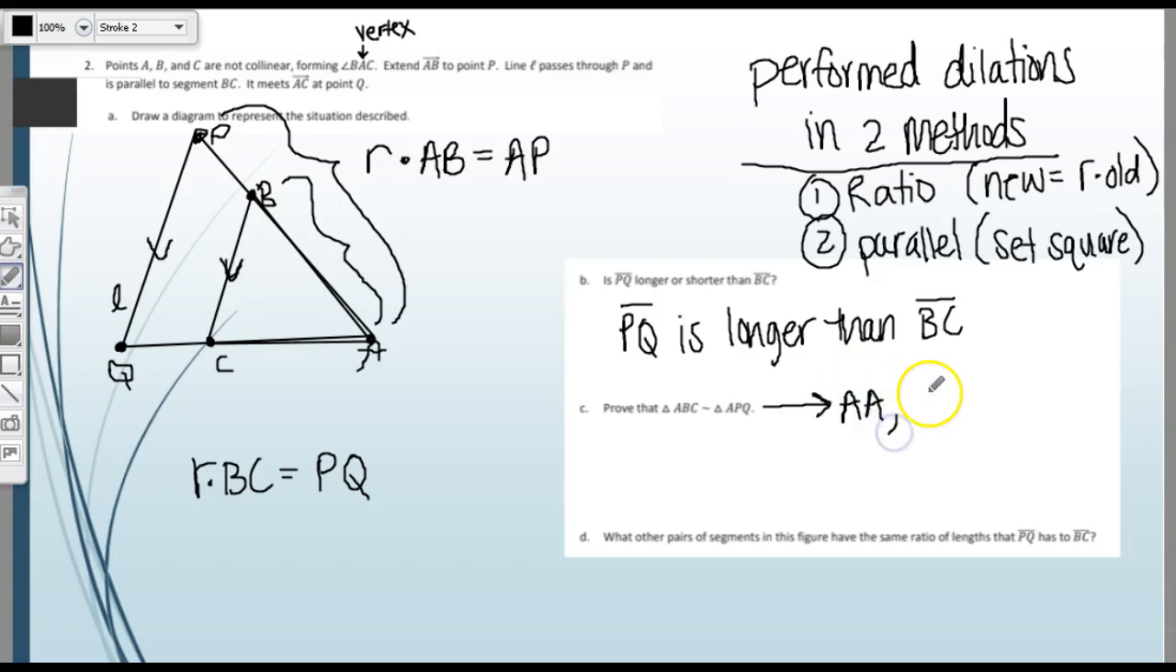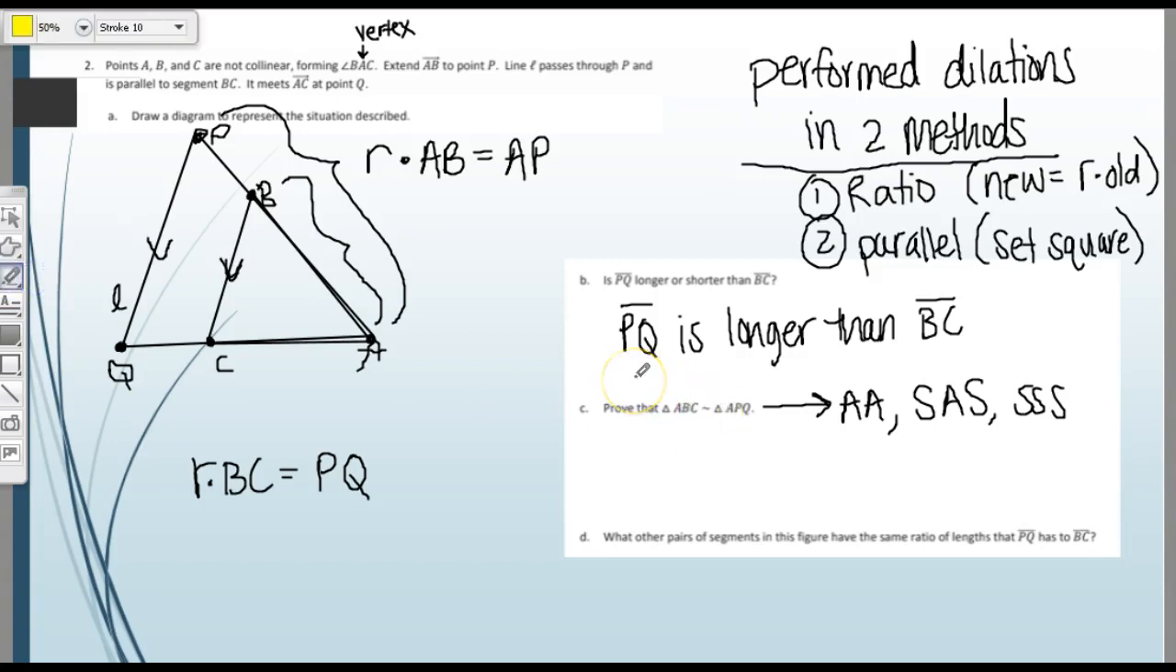You can show 2 angles are congruent, or you can show 1 angle is congruent with 2 proportional side lengths on either side, or you can show all 3 sides are proportional. So since we don't have any side lengths, we don't have any angles either, but angles are often easier to find information on. So Kevin suggests that it's probably angle. We do have parallel lines here, and parallel lines do tell us a lot of things about angles. So what angles could we find that the 2 triangles have that are congruent?